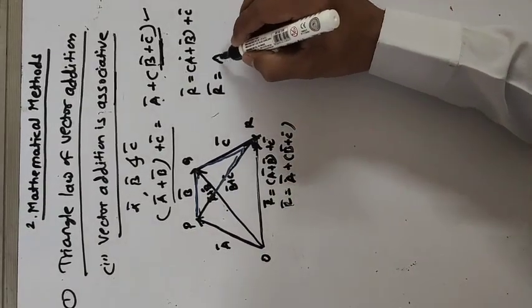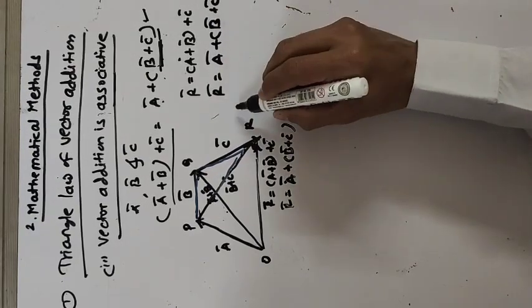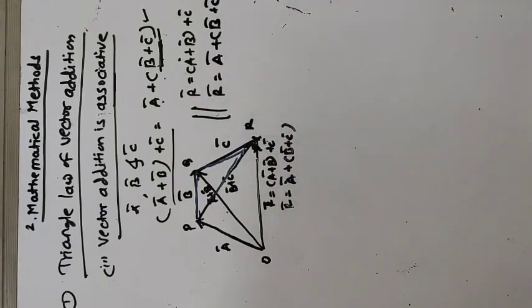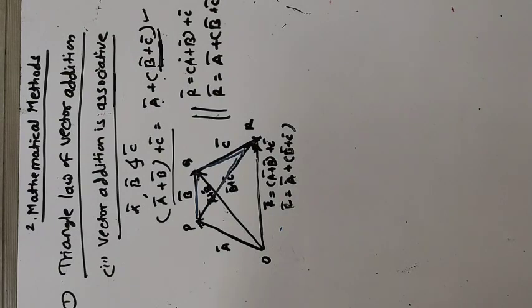R bar is equal to a bar plus b bar plus c bar. Okay, we get the same resultant. That means this vector addition obeys the associative law. Okay, this is the vector addition. Now we think about some examples.